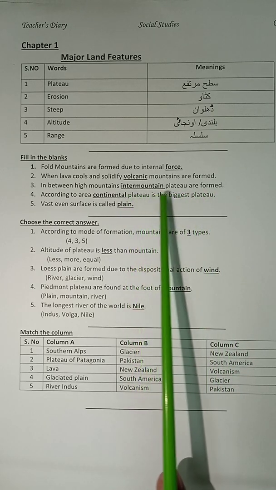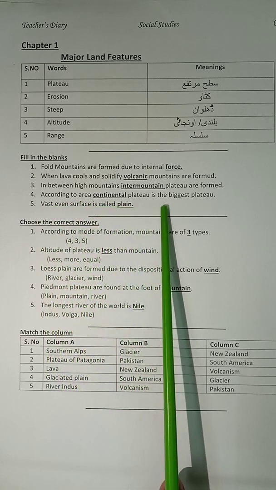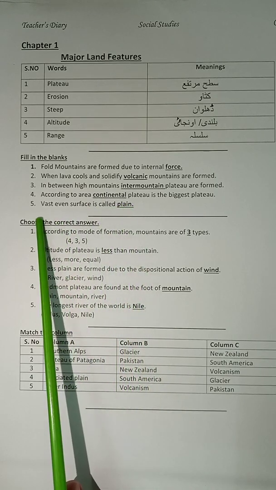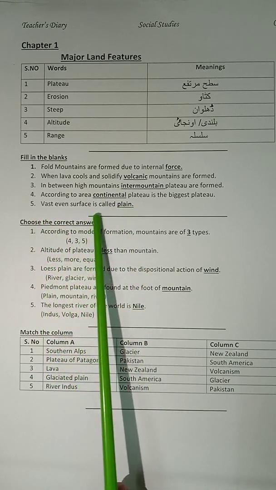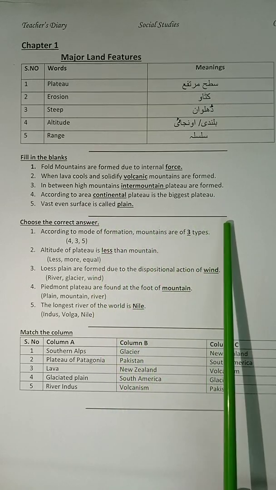Underline the word intermountain. Number 4, according to the area, continental plateau is the biggest plateau. Underline the word continental. Number 5, vast even surface is called plain. Underline the word plain. Now draw a finishing line.